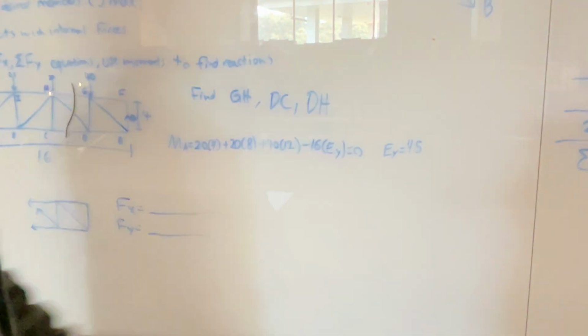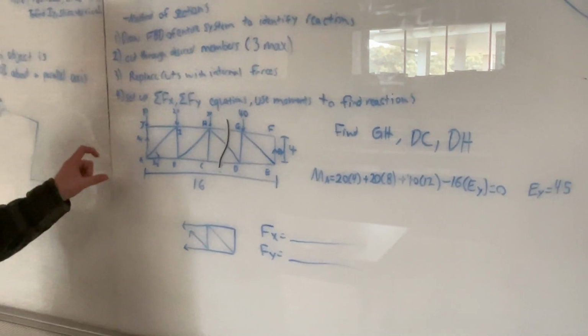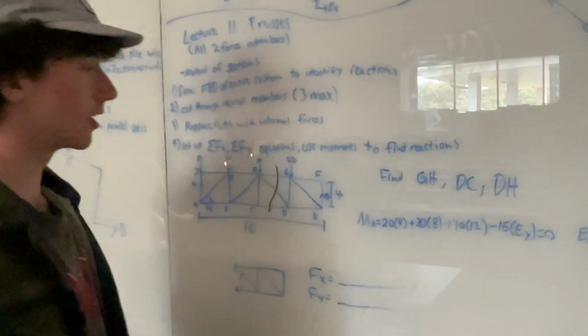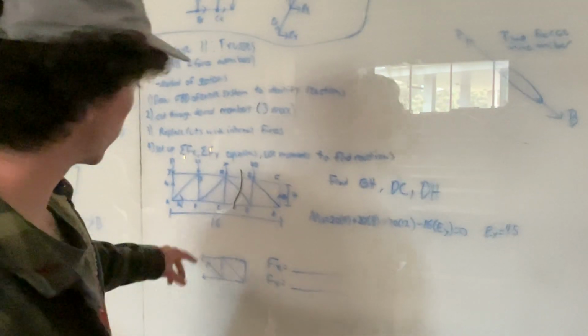So we take that moment equation. The only unknown is EY. We solve for that. The reason that there's no AY or AX in this equation is because we're taking it from point A, so we can just ignore them essentially. They're gone. Then from there, we're actually going to do our cut.